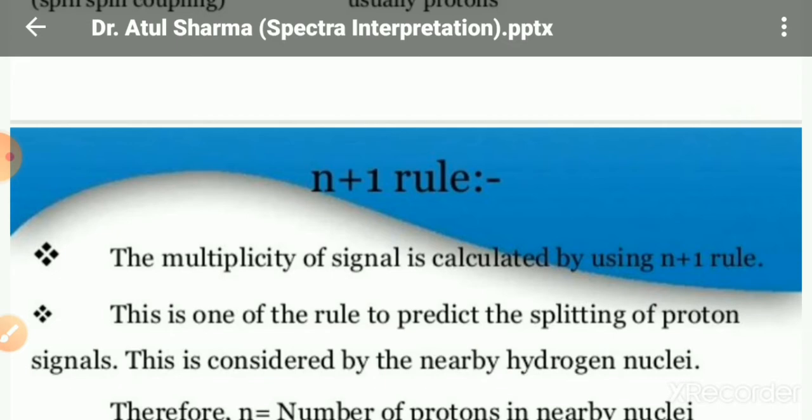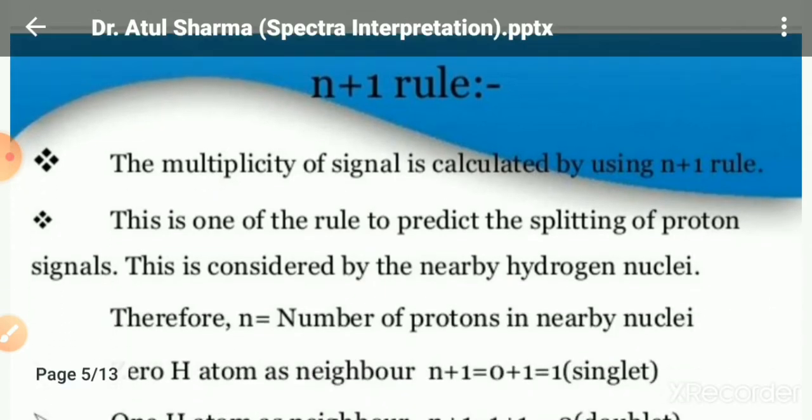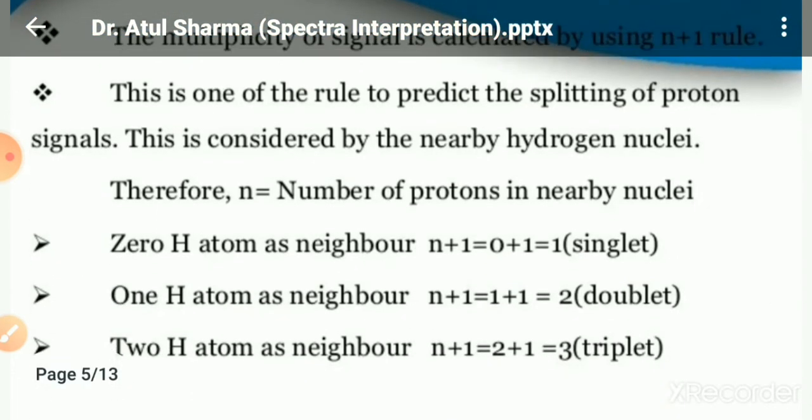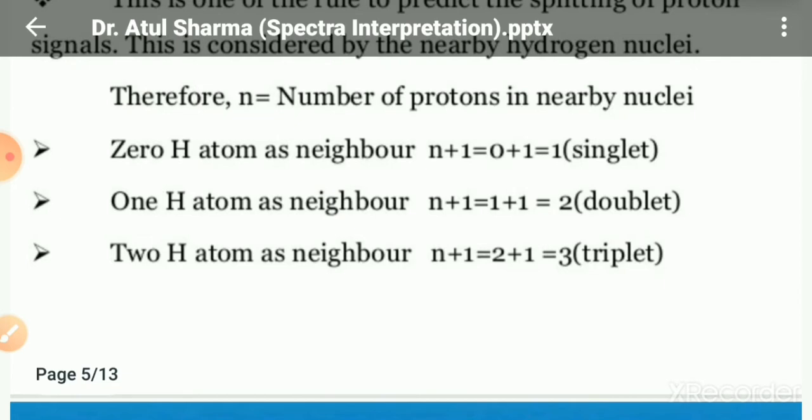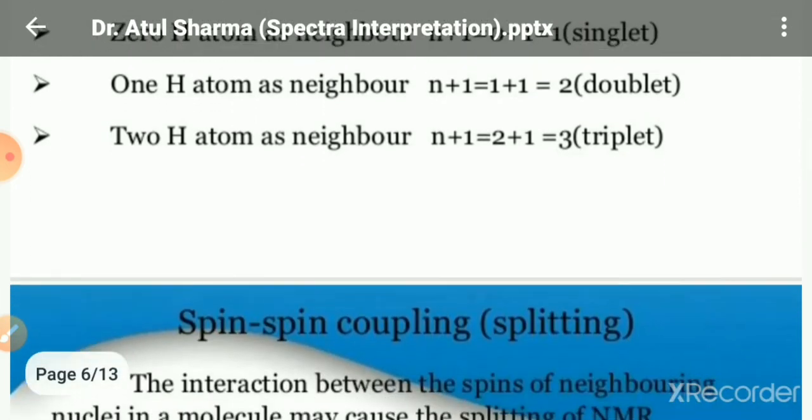This is considered by the nearby hydrogen nuclei. Therefore, n is equivalent to the number of protons in nearby nuclei. 0 H atom as neighbor, n+1 बराबर 0 + 1 = 1, singlet. 1 H atom as neighbor, n+1, it means 1 + 1 = 2, doublet. 2 H atoms as neighbor, n+1, so here n is 2, 2 + 1 = 3, triplet.